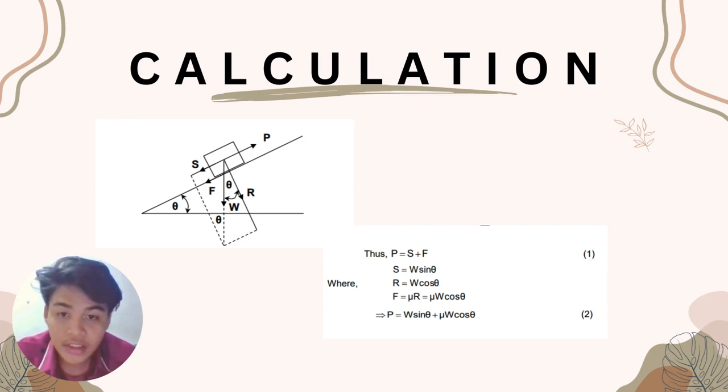For the calculation of this experiment, the force P needed to move the wooden block up the plane is equal to the weight of the block acting along the plane plus the friction force of the plane. So P is equal to W sin theta plus mu W cos theta.